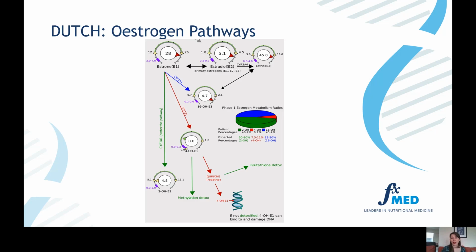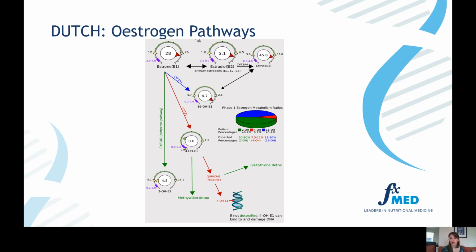I wanted to touch on one of the coolest components of the DUTCH test for me, which is estrogen pathways. This test tells us how we're detoxing our estrogen, which can tell us a lot about what is going on in our body. So if you see estrogen here, E1 changes and leaves the body down three pathways.